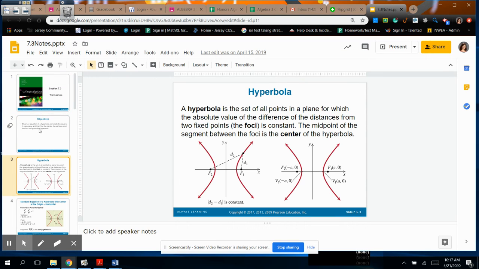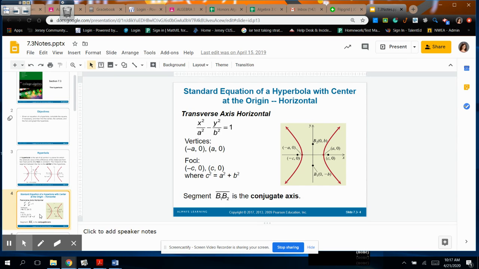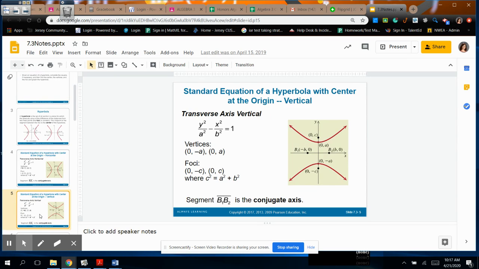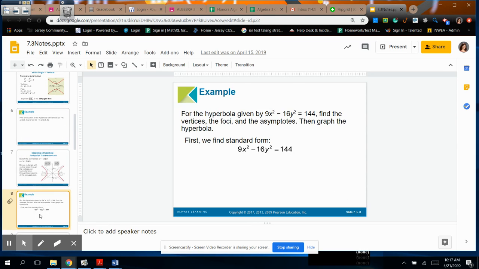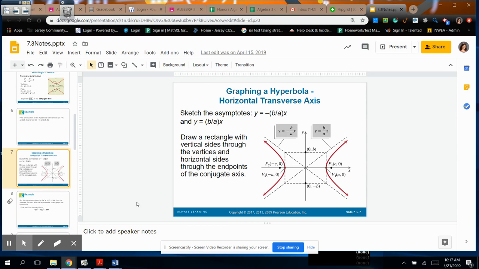Okay, so a hyperbola, I didn't give you the definition or a picture this time, but this time the difference between those is constant instead of the sum. They didn't show the box here. Oh, there it is. Okay, so this is what I'm talking about, the box.